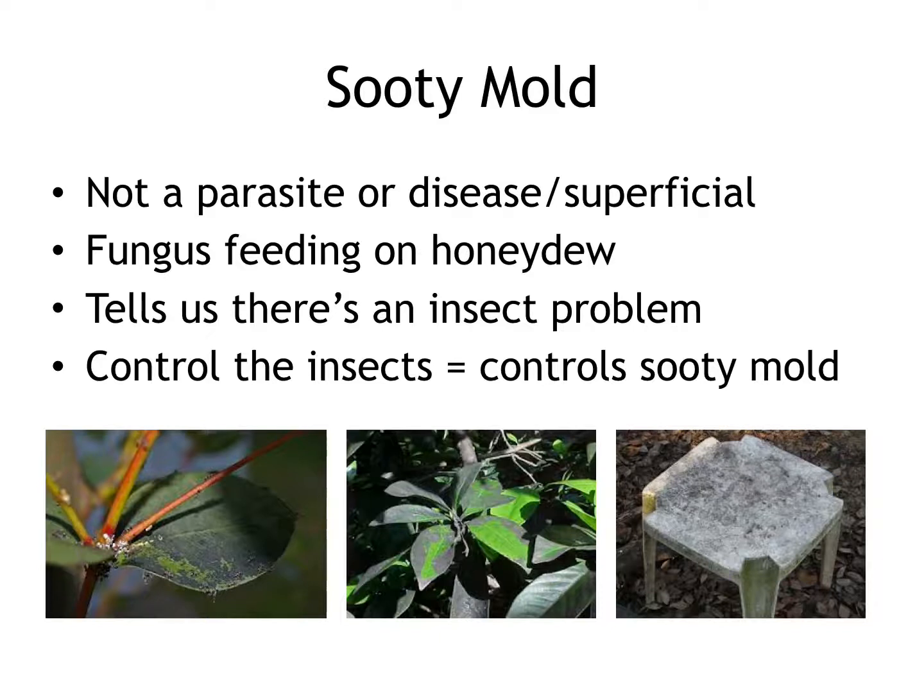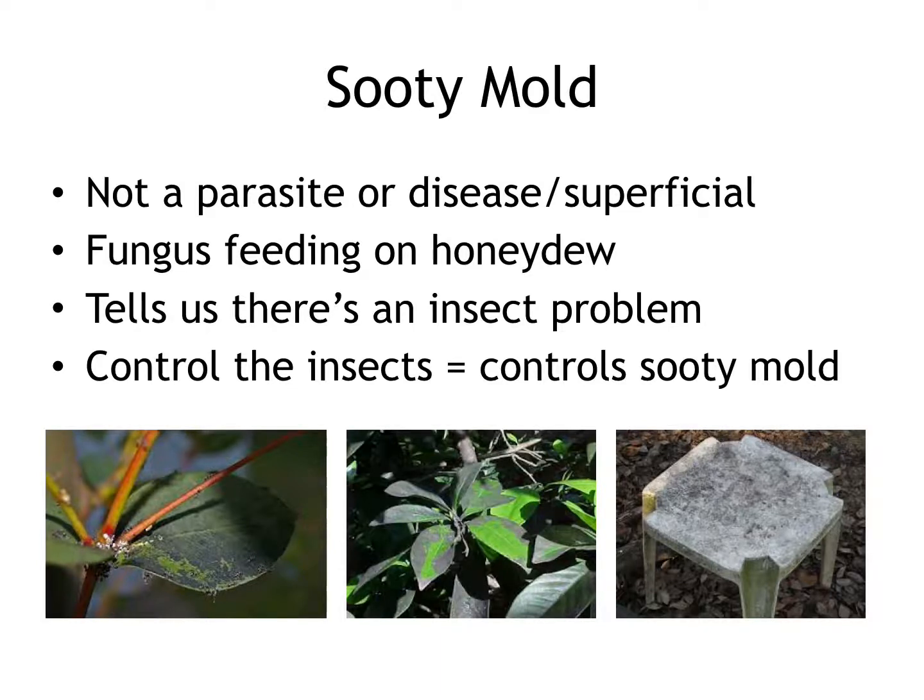It's very superficial. If you note right here, you could take your thumb and literally wipe this away or use a strong stream of water to rinse it away. If this was actually a parasite growing into the plant, you wouldn't be able to scrape it away very easily. What we have here is a fungus. This is caused by a fungus, but it's feeding on honeydew. Honeydew is the dropping from insects.